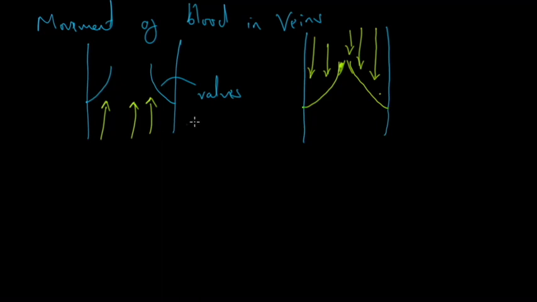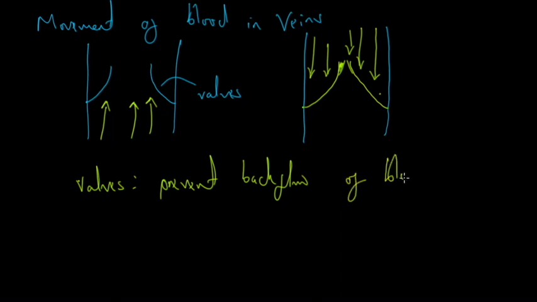So the valves in veins are there to prevent backflow of blood. Some other textbooks say it's to make sure that blood moves in one direction. That's also a way to put it, but more accurately, it's to prevent backflow of blood. So that's it for frequently asked questions.